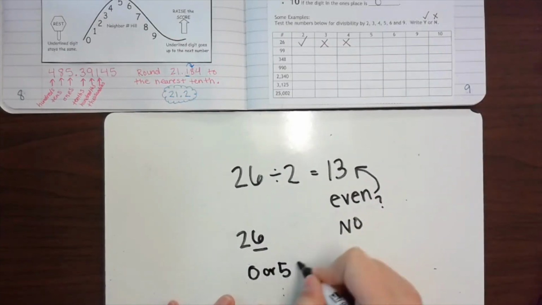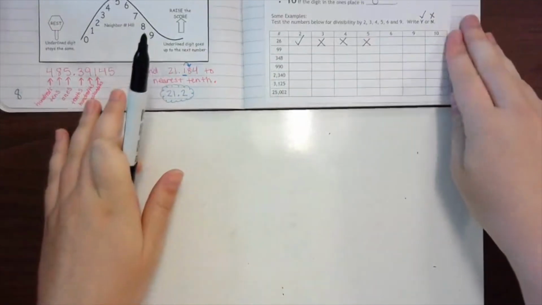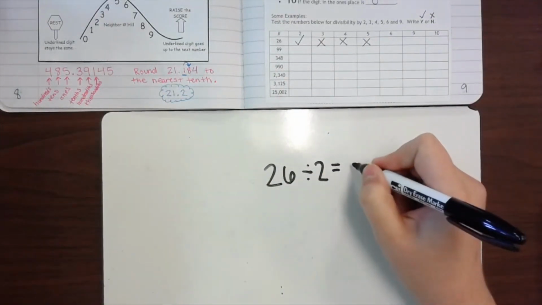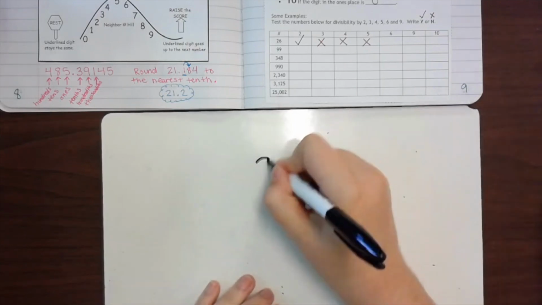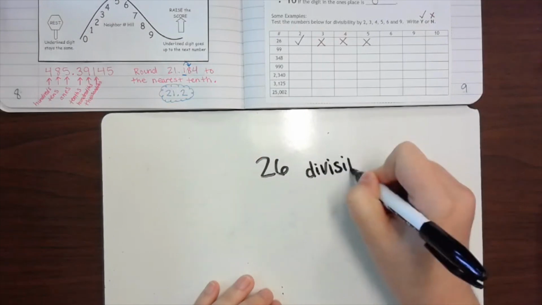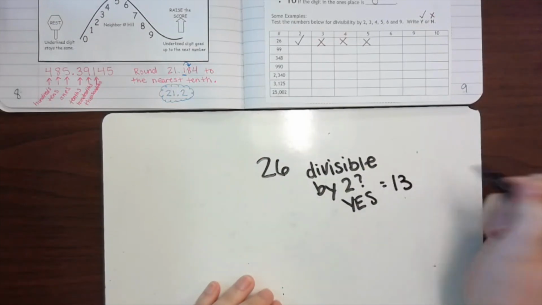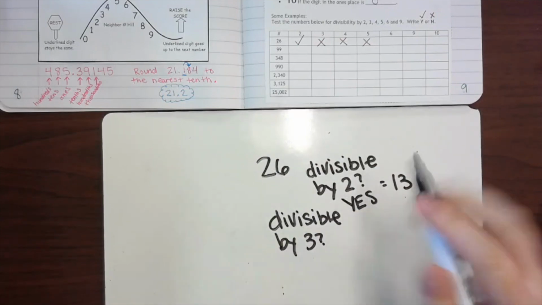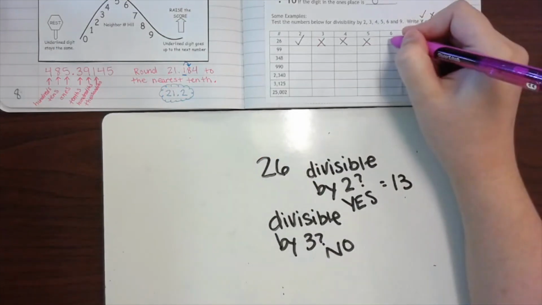To check if it's divisible by 5, I'll just look at the last digit again, which is a 6. Is that a 5 or a 0? No. 26 is not divisible by 5. To check if it's divisible by 6, I need to check if it's divisible by both 2 and 3. I'll just look back at the chart because I already checked if it was divisible by these numbers. I see that it is divisible by 2, but it is not divisible by 3. It has to be both, so 26 is not divisible by 6.